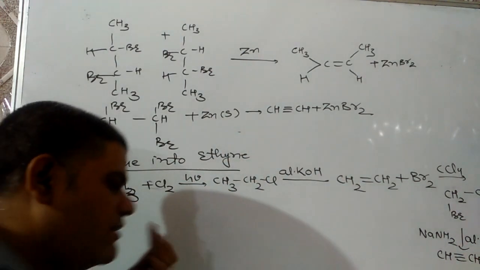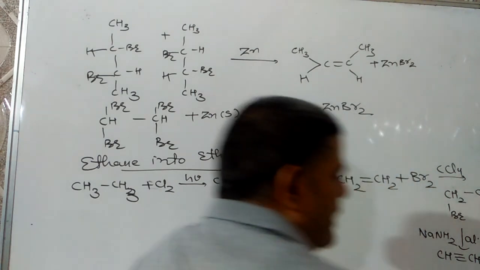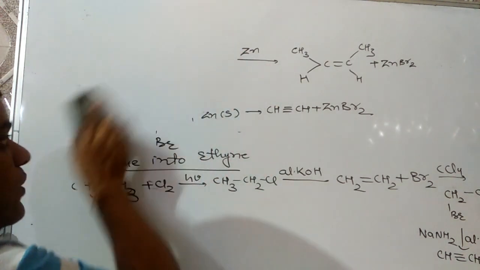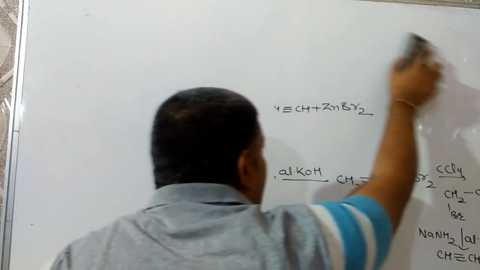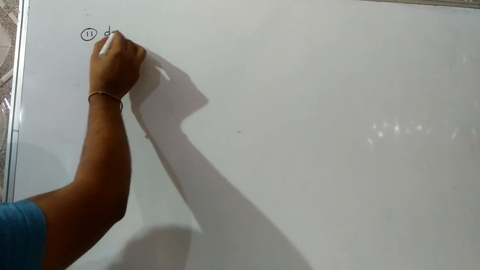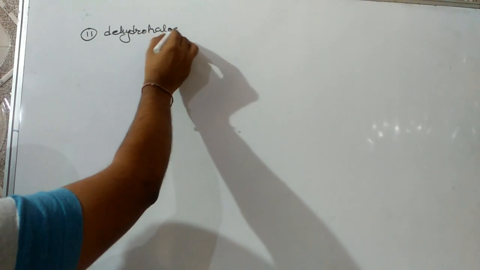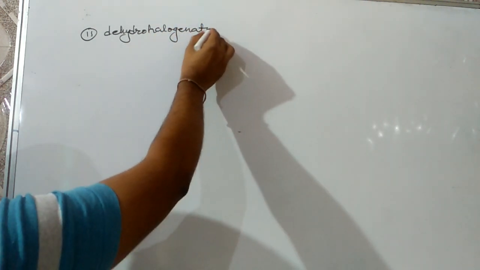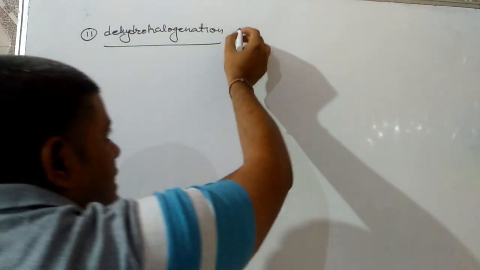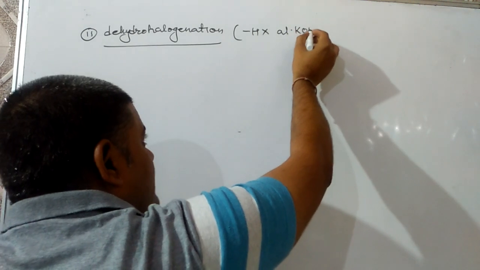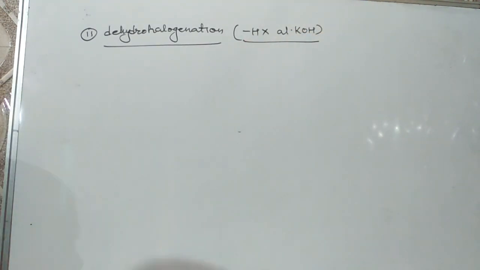Next, we have to discuss the second type of elimination reaction. An example of that is dehydrohalogenation. It is also a very important question. For dehydrohalogenation, we have to remove the HX molecule. Here we have to add alcoholic KOH.